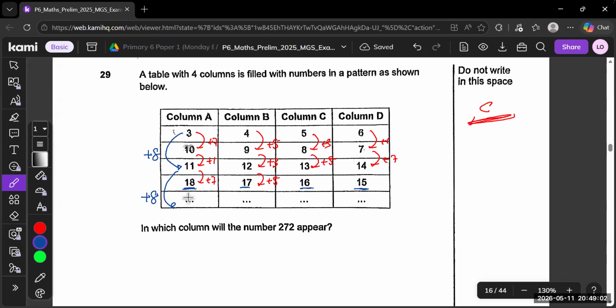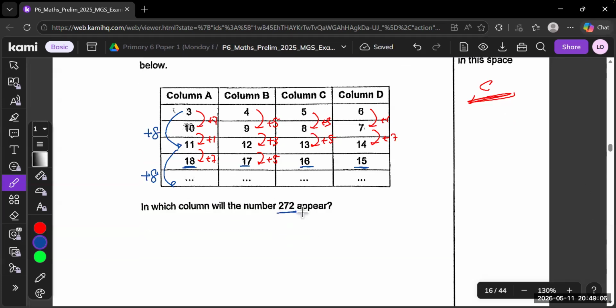So which column does the 272 appear? You just take 272 minus 18. Okay, is it here? 272 minus 18. And I'm going to use my calculator to do a bit faster. So when you take 272 minus 18, you will get 254. Okay, 254. Then can you divide by 8?